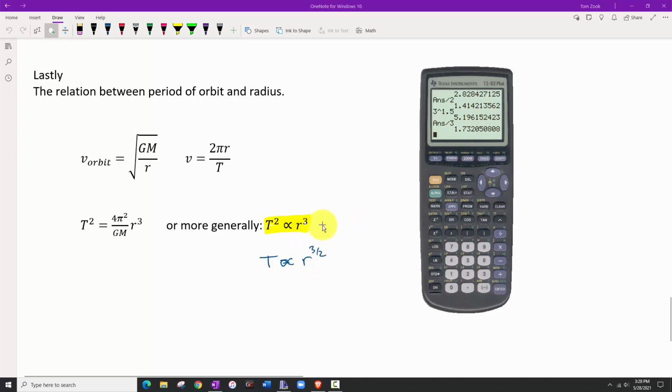So again, this is not a very commonly used formula for putting numbers into it, but this idea that the square of the period is related to the cube of the radius is important. And that's where we're going to end this gravitational stuff. We'll look at some review problems in class.